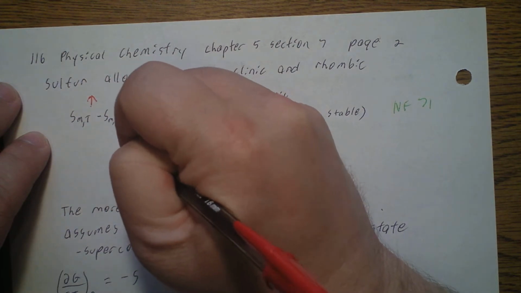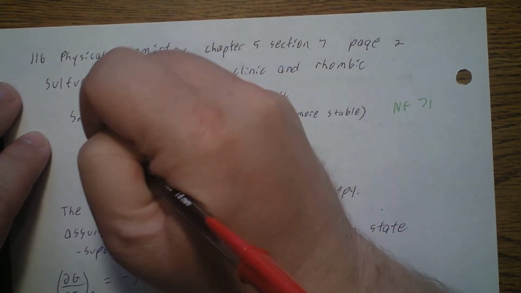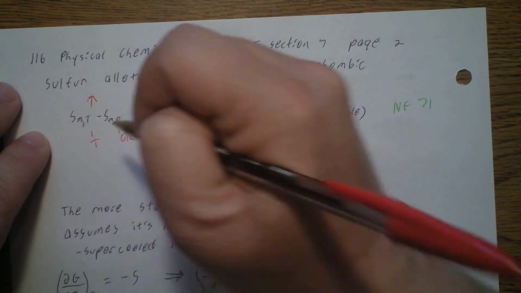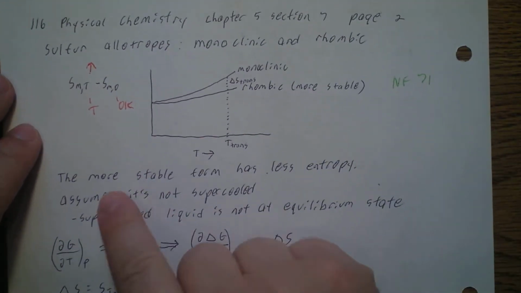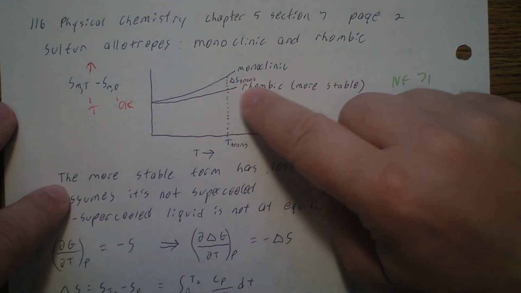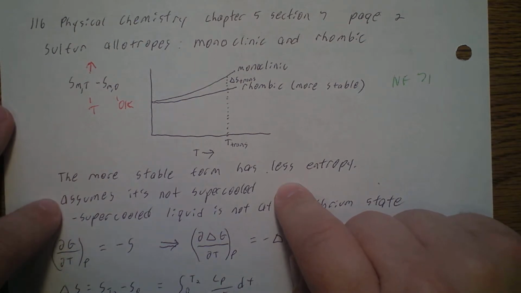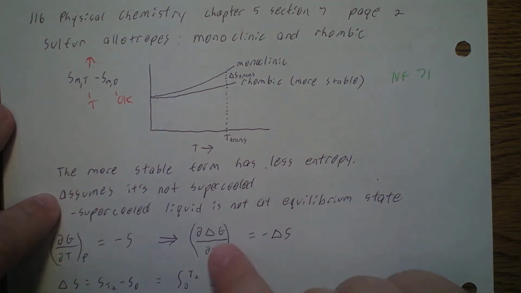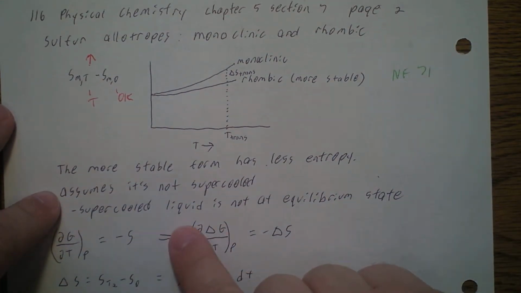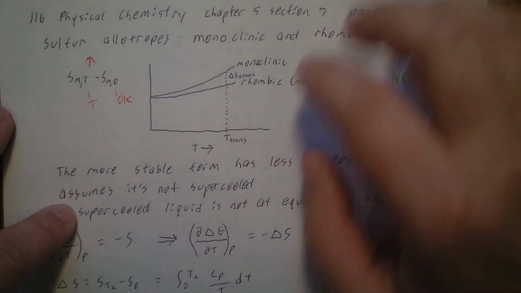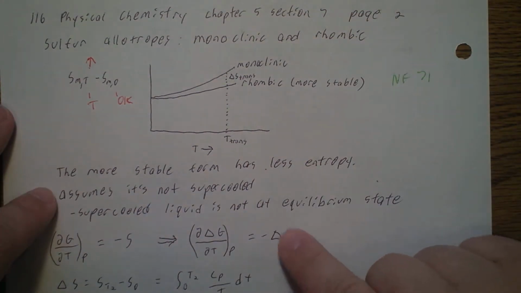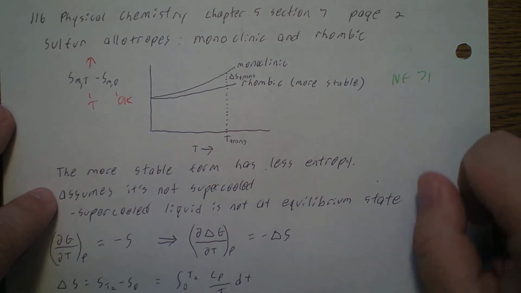So remember that 0 Kelvin, and that's the temperature there. So the more stable form down here, rhombic, has less entropy. This is assuming that it's not supercooled. Because if we had a supercooled liquid, well, these are solids, obviously, but if we had just a supercooled liquid or whatever, then it's not in the equilibrium state.